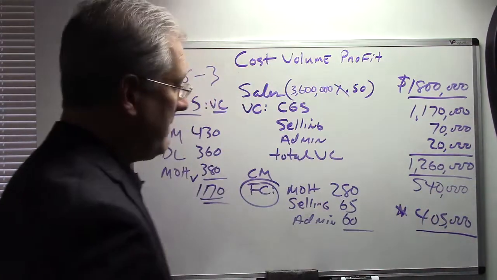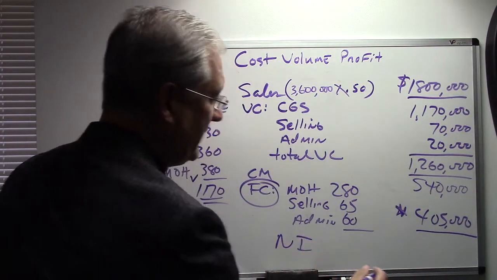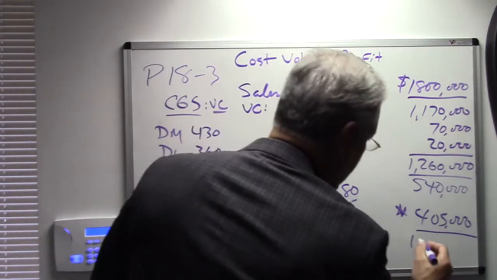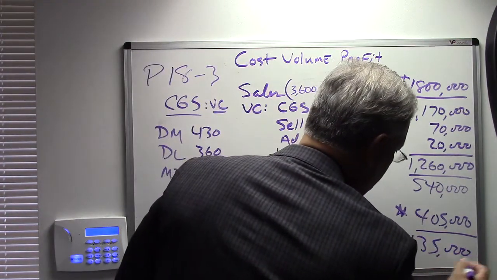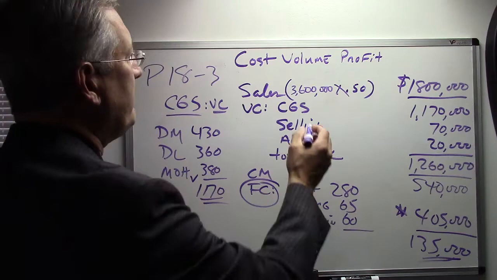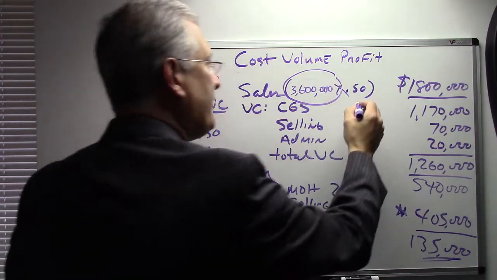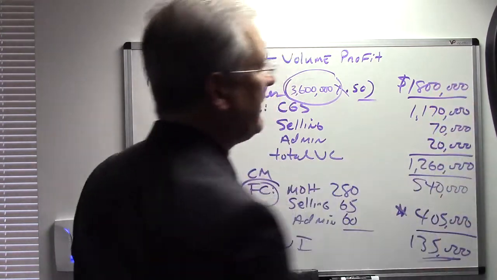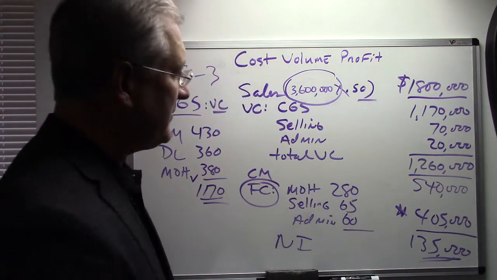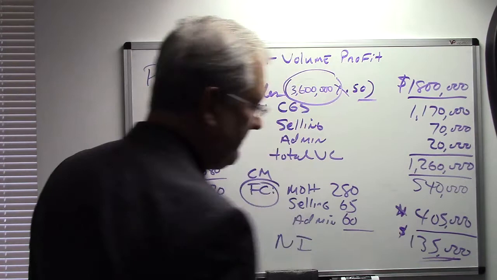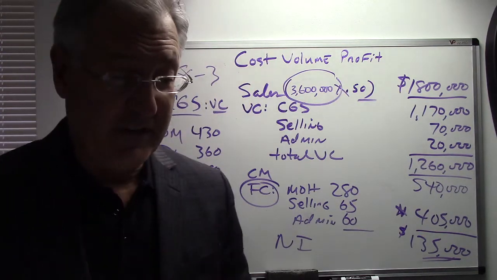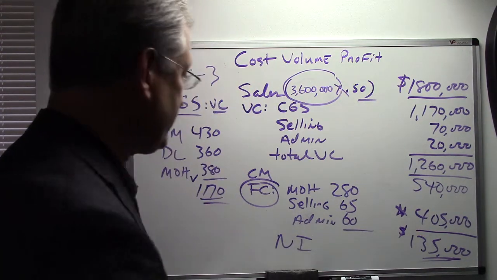Contribution margin minus the fixed cost equals net income, and this is $135,000. So when they sell 3,600,000 units at 50 cents, having sales revenue of $1,800,000, they have net income of $135,000.